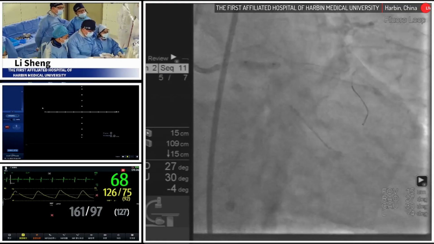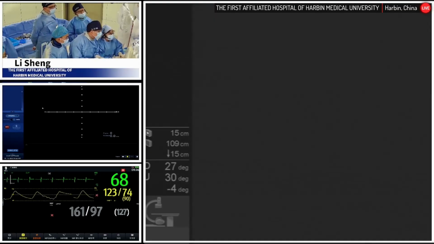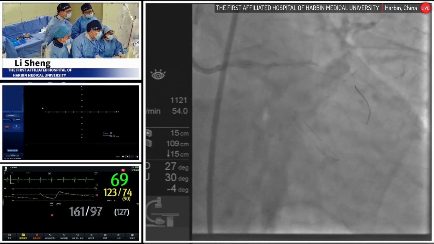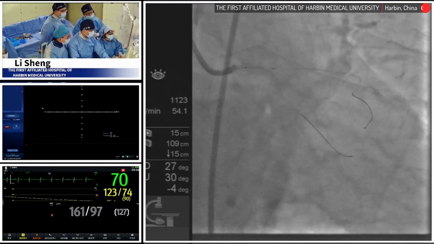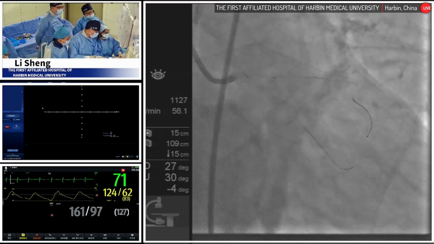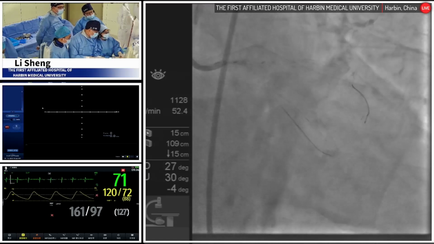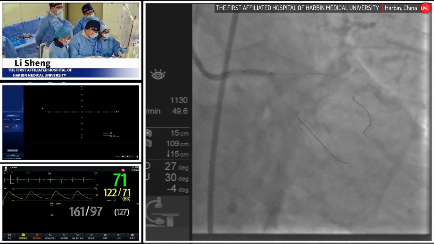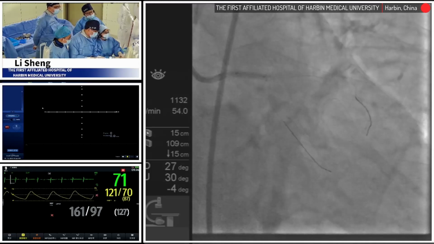14 ATM? Okay. This is a very tight lesion.